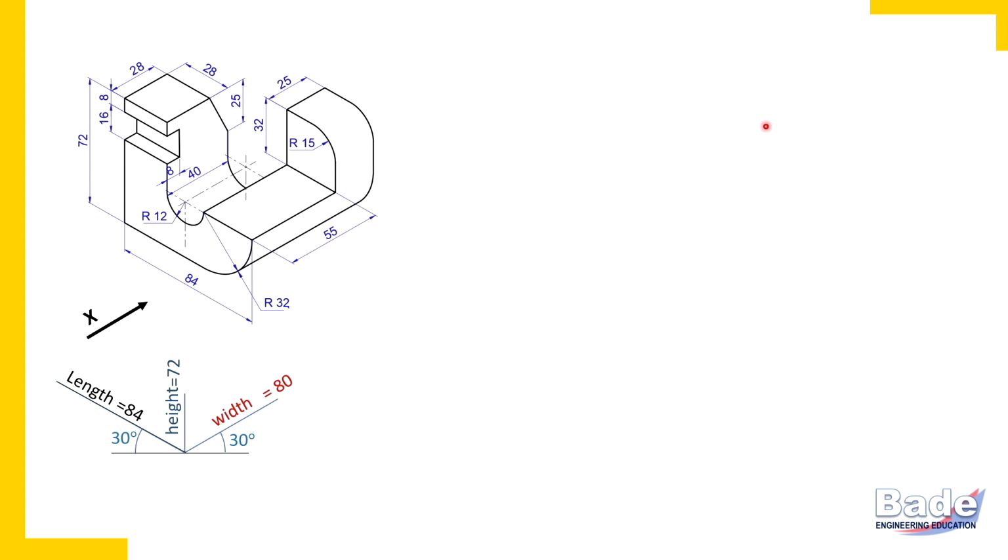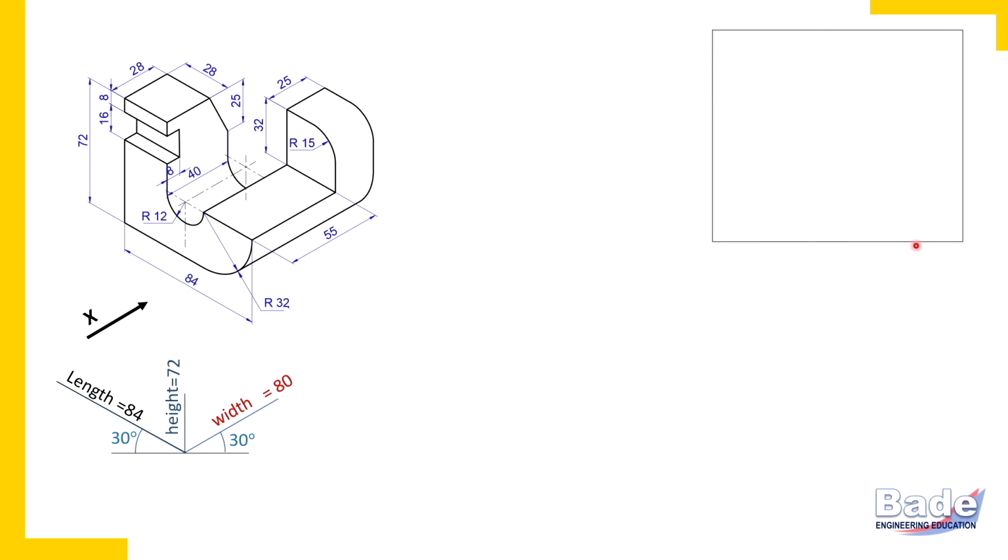Which two dimensions do you get in the front view? Correct. Length horizontally and height vertically. So length 84 we will measure horizontally, height 72 millimeters we will measure vertically and complete a rectangular box for the front view. And this is how we have completed the rectangular box for the front view.